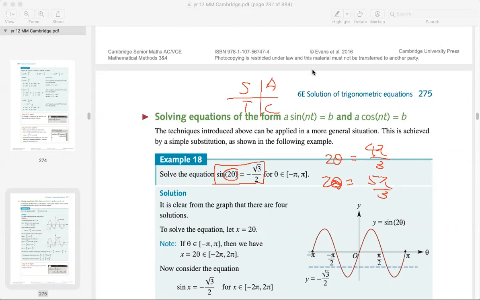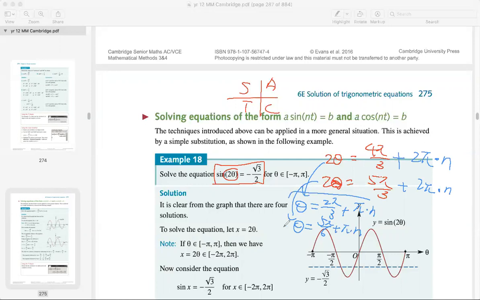So these two. And then again, I just add my period, which is 2 pi times n, for different n values. And again, because we're looking for theta instead of 2 theta, my theta will be 2 pi on 3 plus pi times n, which is the first one. My second one will be theta equals 5 pi on 6 plus pi times n. Okay, this will be it.